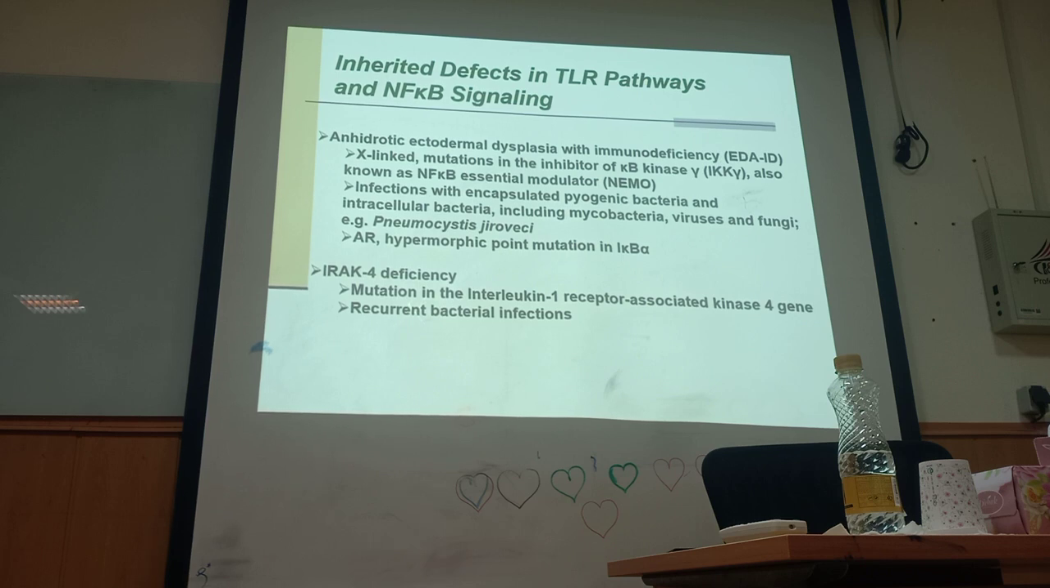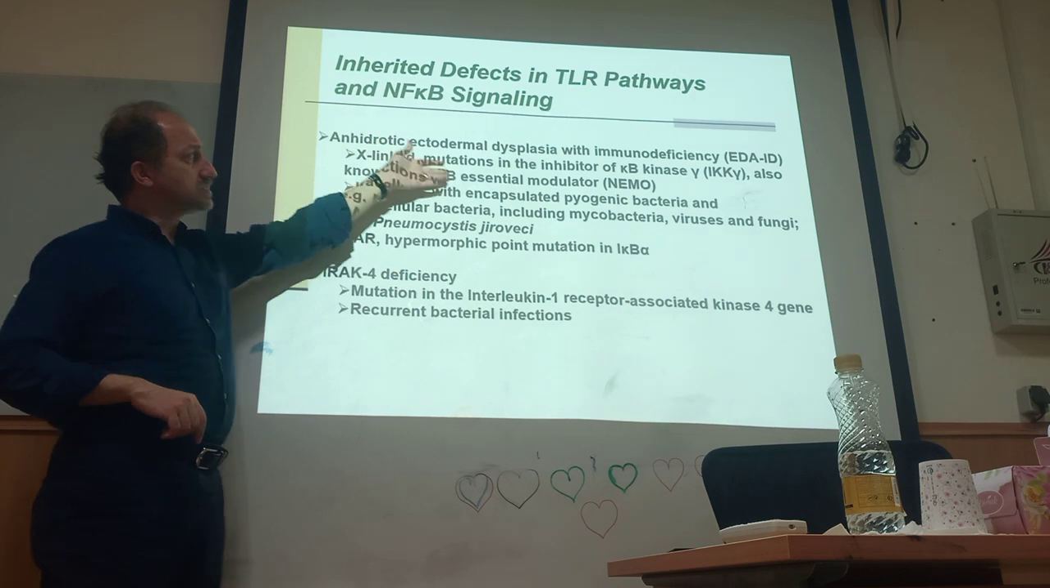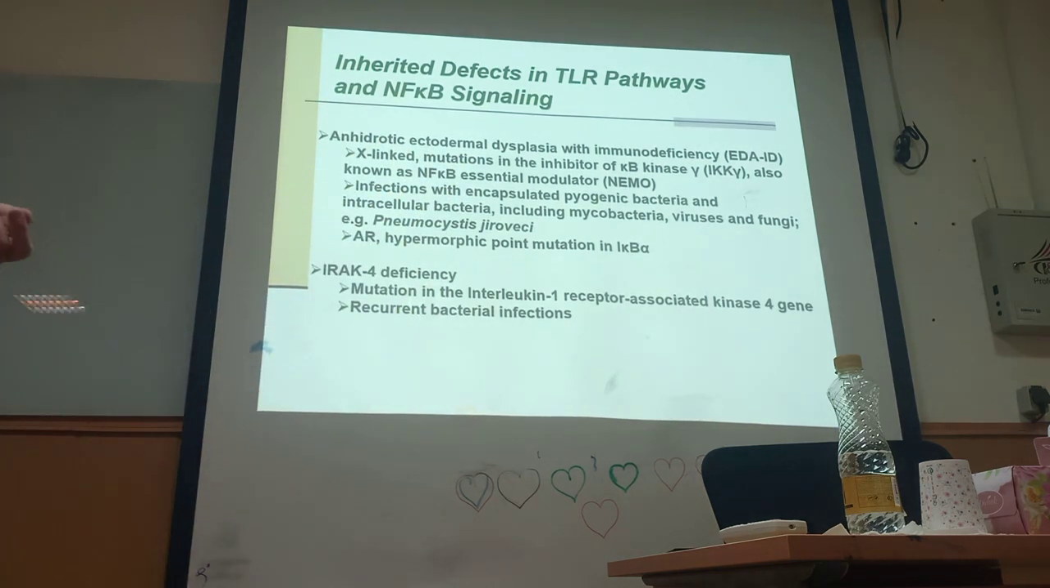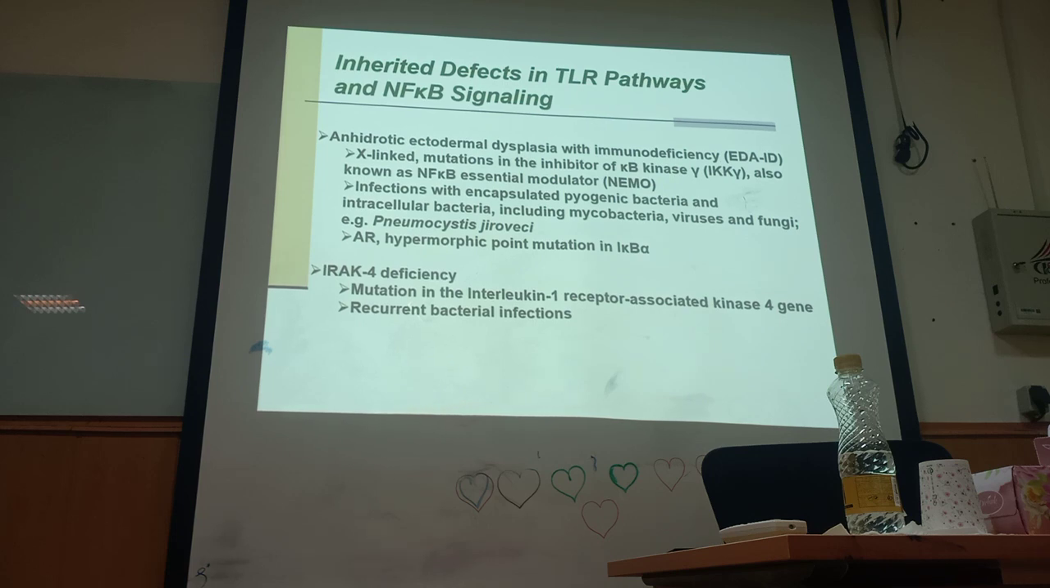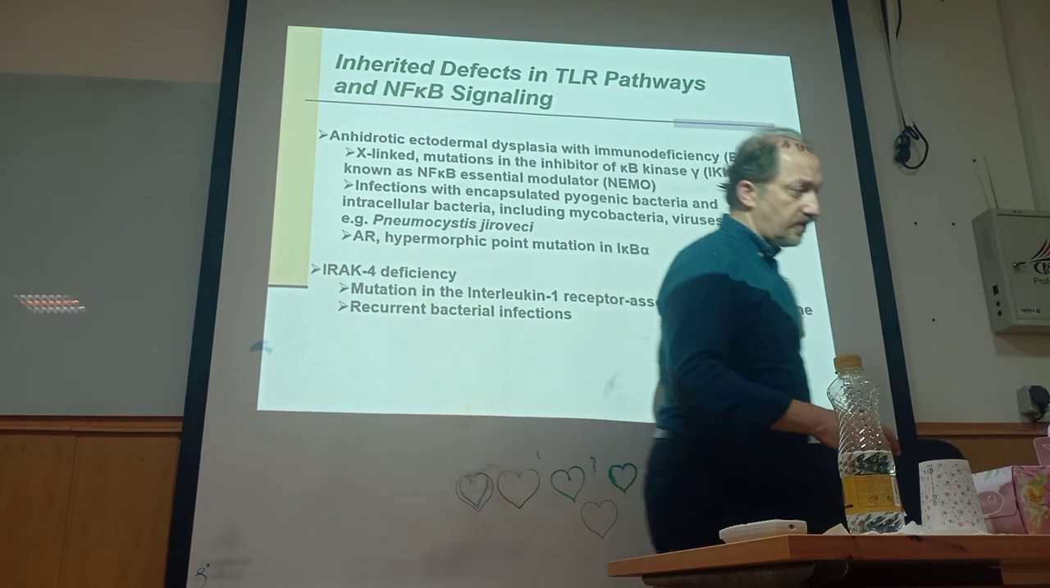Okay? And this is anhidrotic ectodermal dysplasia with immunodeficiency, and the defect is based on NEMO, NF-kappa B essential modulator. NEMO, N-E-M-O. This is a mutation in anhidrotic ectodermal dysplasia with immunodeficiency.